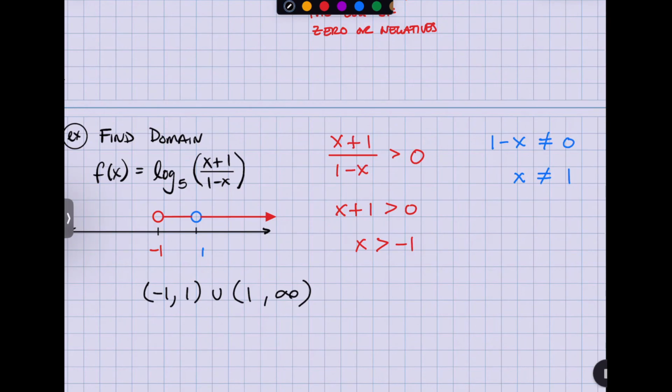Instead of 1 minus x should not be equal to 0, it should be 1 minus x should be greater than 0. No, well, the 1 minus x not equal to 0 is appropriate, right? Because that's the fraction part. That's why we wrote it, only because it's the denominator. So that means there's something wrong with this inequality. So what's wrong with this inequality?